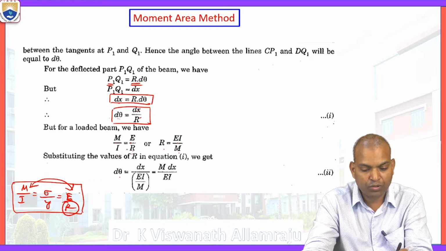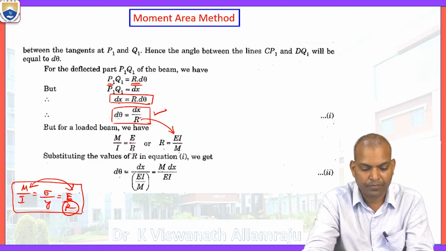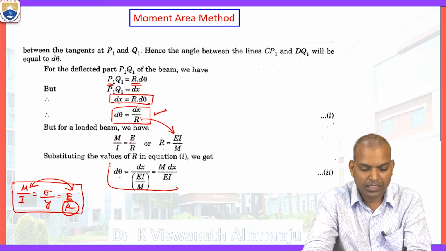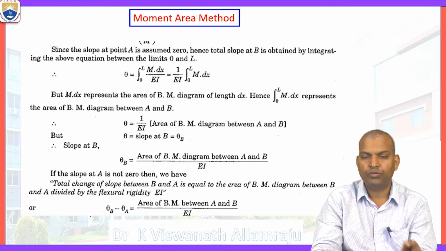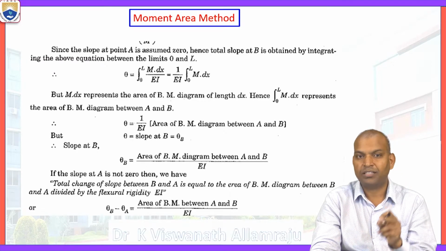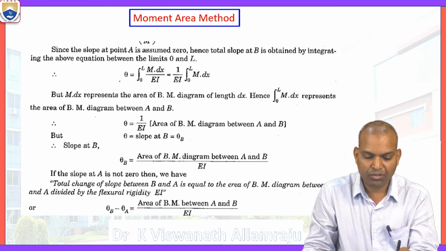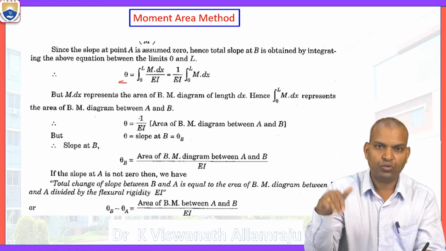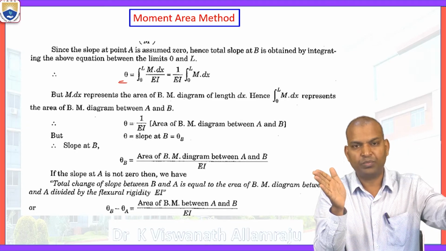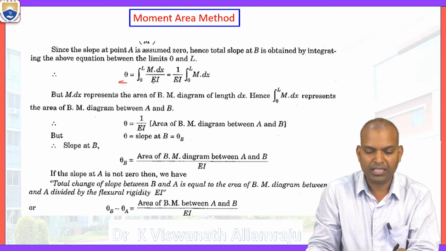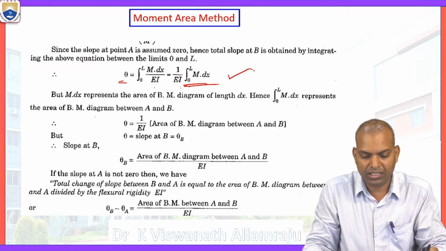Now d theta equals dx by R. In place of R, substitute E I by M, that is M dx by E I. That is d theta, which comes under the slope. What is the slope we want? Theta equals the integral from 0 to L, the span from point A at distance 0 up to B at distance L, of M dx by EI. That is 1 by EI times the integral from 0 to L of M dx. This is the theta equation.